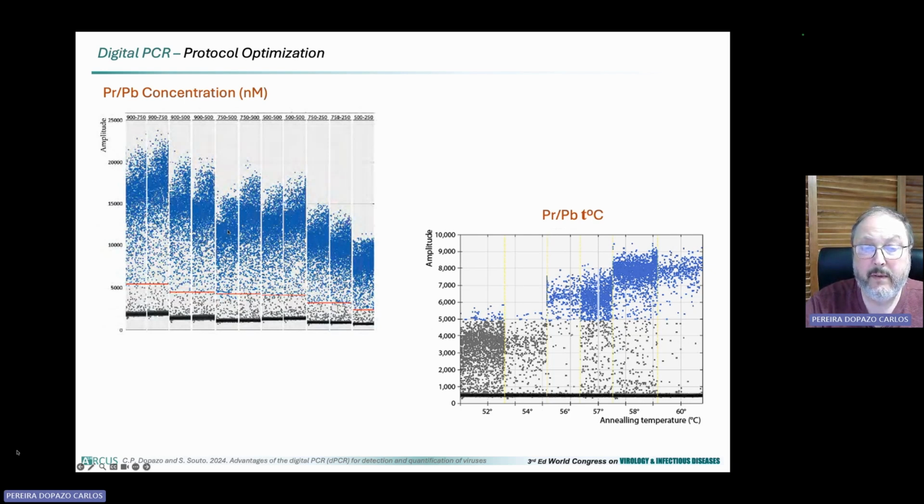Here we rejected all these possibilities because the difference between the positive and negative fluorescences was not as high as in this case, and because the rain was higher. And so these two conditions could be selected. We selected 900 and 500 nanomolar for primers and probes. In the case of annealing temperature, we could use these two, but we decided to use this one because there was a higher separation between the positives and the negatives.